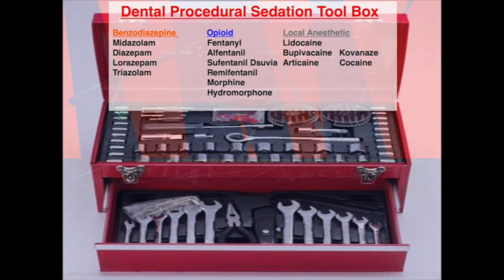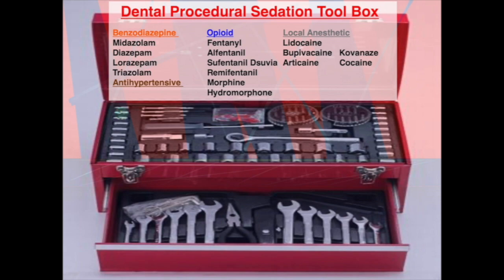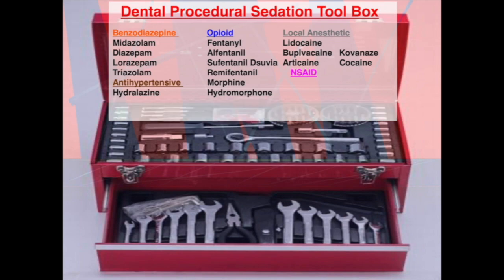Let's talk about the local anesthetics. Lots of different types. There's Lidocaine, Bupivacaine, and Articaine that you're familiar with. There's one that you might not know about called Kovanaze. And believe it or not, in the operating room, we do use cocaine for nasal surgeries. We'll talk about those a lot more in depth. There's one antihypertensive drug that works solely at the arterial level, and that is called Hydralazine.